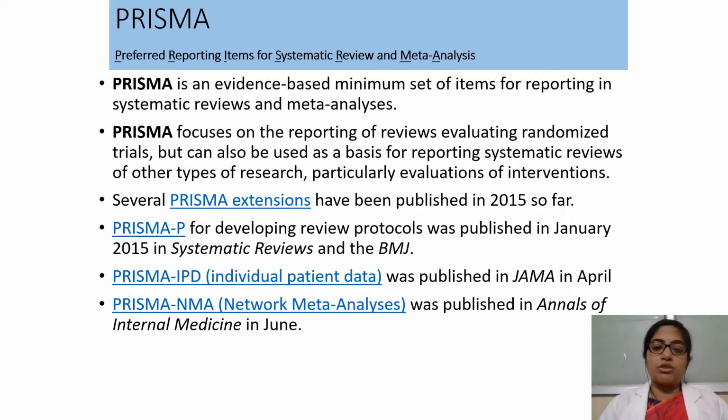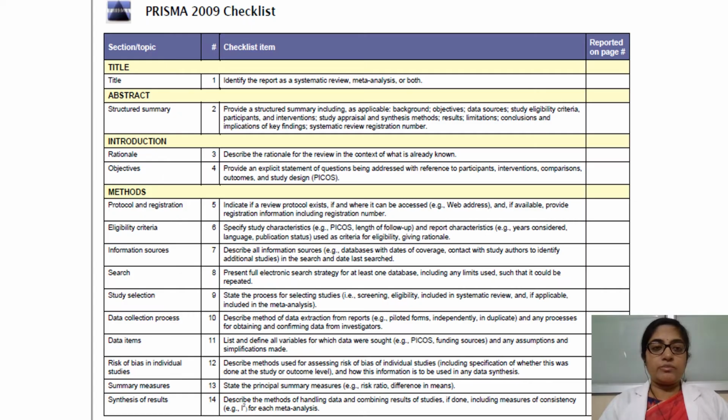Several PRISMA extensions have been published in 2015 so far. PRISMA-P for developing review protocols was published in January 2015, and PRISMA-IPD, individual patient data, was published in JAMA, and PRISMA-NMA was published in Annals of Internal Medicine in June. So these are different types of PRISMA extensions. But the basic PRISMA checklist is extremely important when you are doing systematic review.